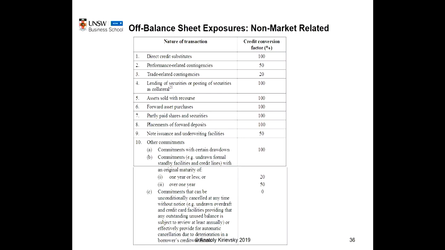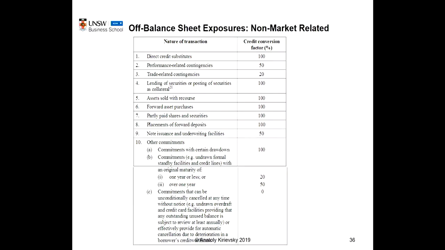The whole idea of securitization, as we will see, is that the originating bank is selling loans to the securitization trust on a no-recourse basis. It's a final sale. If there's a problem with the loan, it's your problem. So if you sell assets with recourse, then the conversion factor is 100%. You still face the entire credit risk.